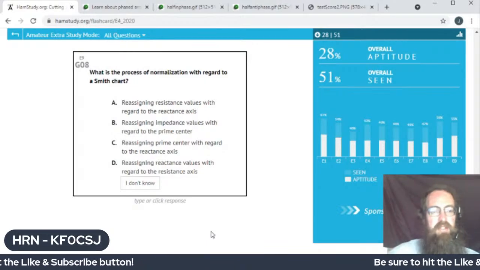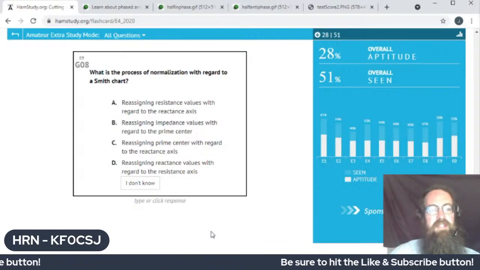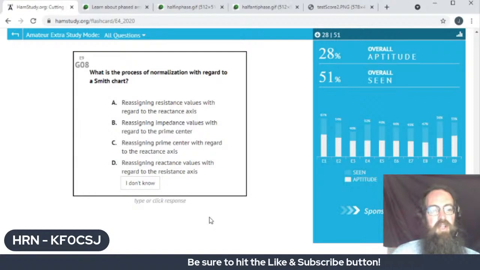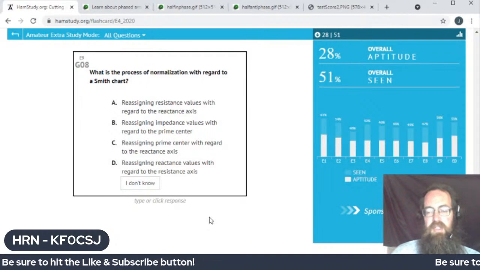What is the process of normalization in regards to a Smith chart? A, reassigning.